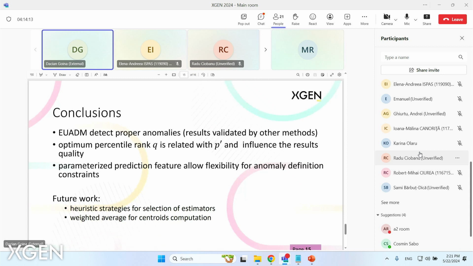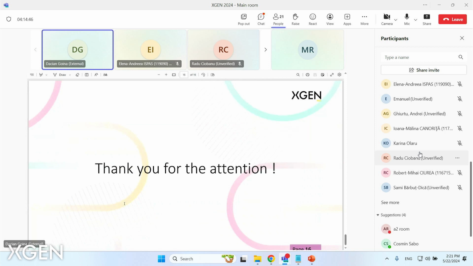And for the future work, for the selection of estimators, instead of using just score values, like with sliding window, the model could use some heuristic strategies. And also for the computation of the centroids, instead of using just a simple, classic average, to use some weighted average, again based on the probability distribution and histogram. And that's it. Thank you for the attention. And if somebody has some questions, please.